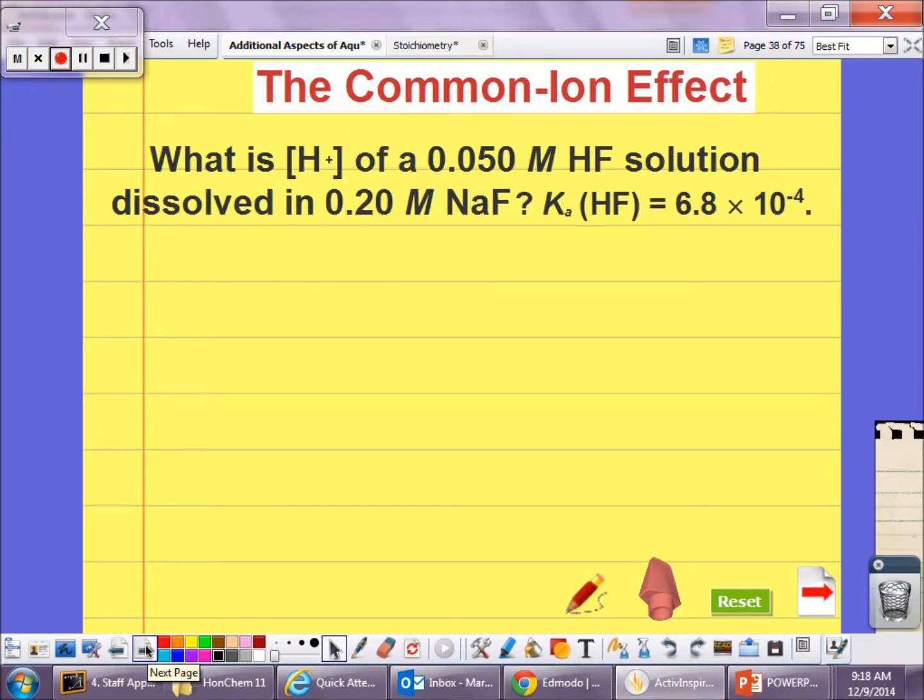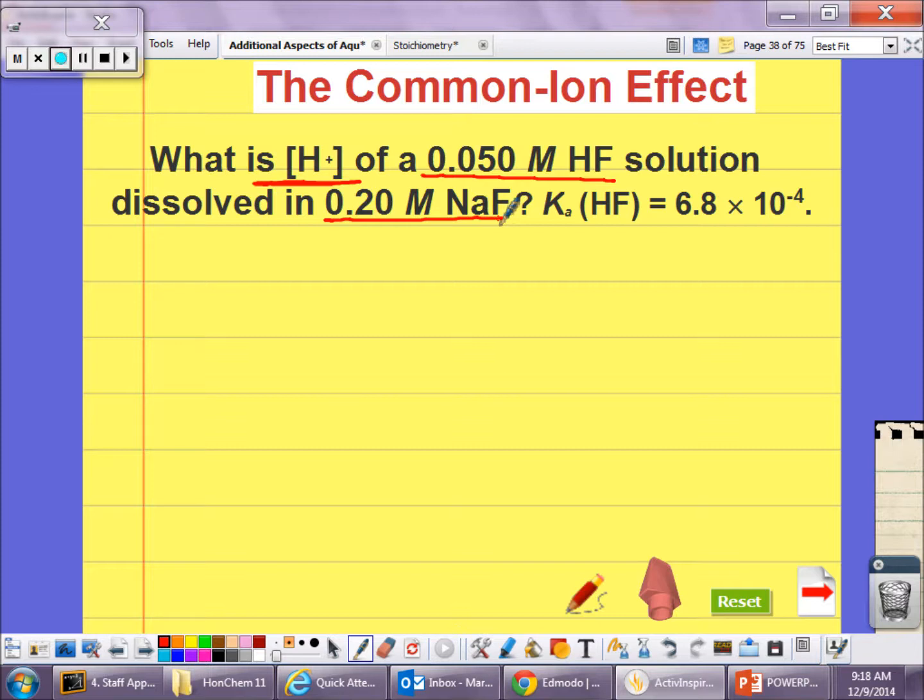So calculators, what is the hydrogen ion concentration? They ask you for hydrogen ion concentration of A. They give you the concentration of HF solution dissolved in 0.2 molar sodium fluoride. They gave you the Ka for HF. Now, let me tell you the most common mistakes you make here.